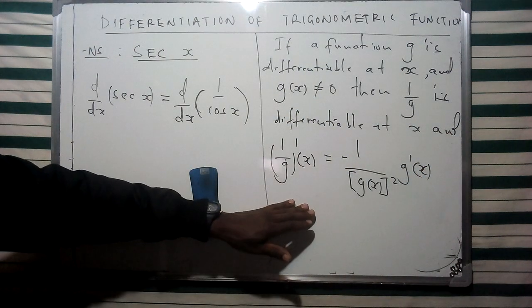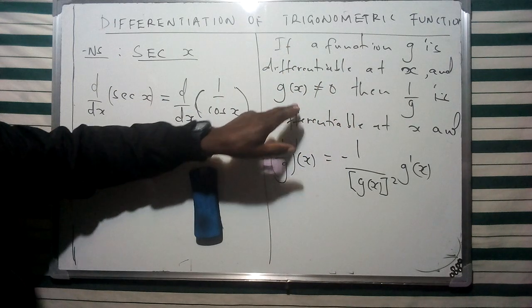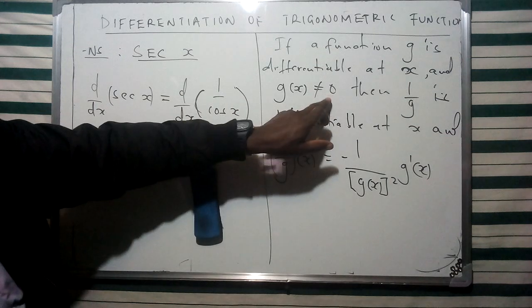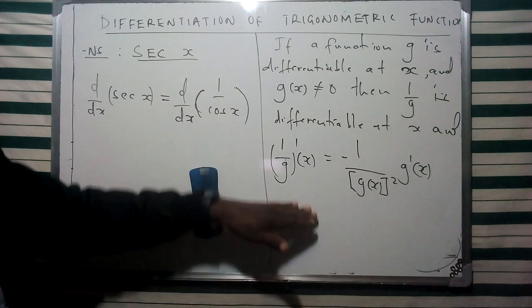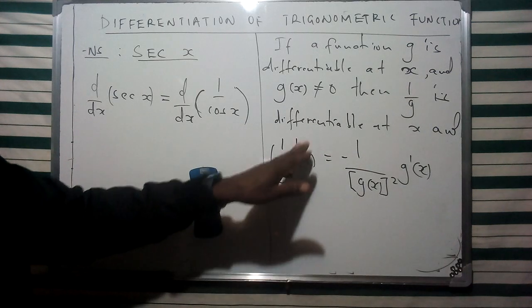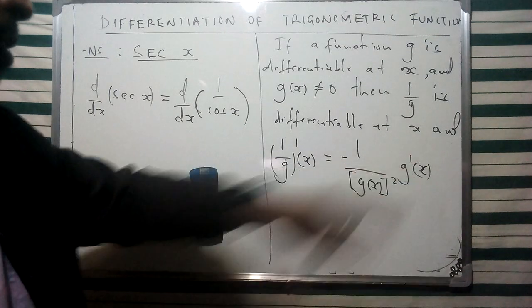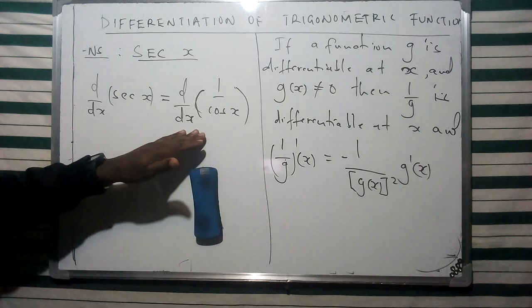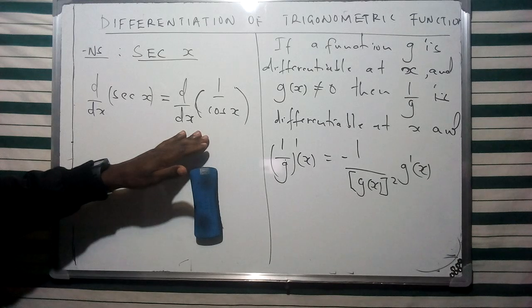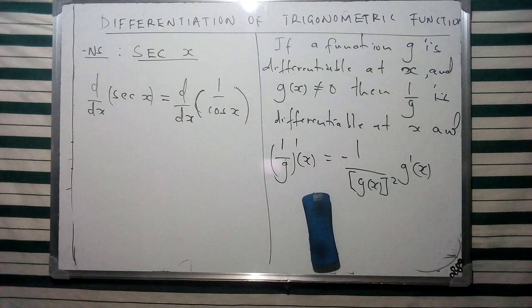So this is a theorem that states that if a function g is differentiable at x and g of x is not equal to 0, then 1 over g of x is differentiable at x, and its first derivative is given as negative g prime of x over the square of g of x. So if you look at our trigonometric function, it appears in terms of a reciprocal, and therefore we're going to employ the reciprocal rule to find the answer to this particular problem.